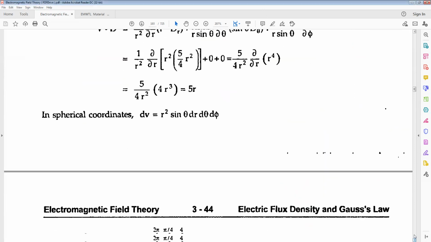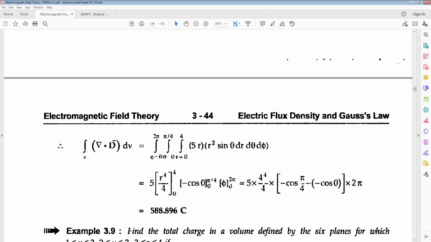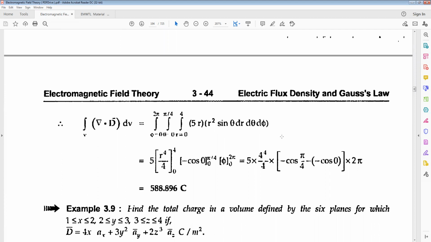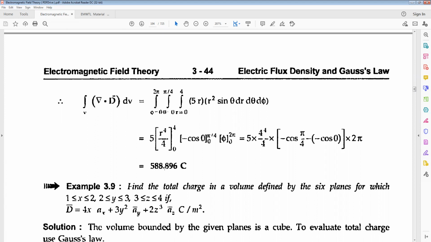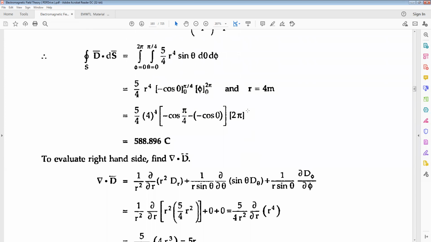And in the spherical coordinate system, the volume integral is equal to the volume integral of R square sine theta dr d theta d phi. All the components are a product. We have del dot D bar, we got 5R, and substitute dv is equal to R square sine theta dr d theta and d phi. R is given from 0 to 4 because R is equal to 4 meters, and phi is as usual 0 to 2 pi, and theta is only up to 45 degrees. Substitute and find the same thing, 588.896. The left hand side and the right hand side, what we got.